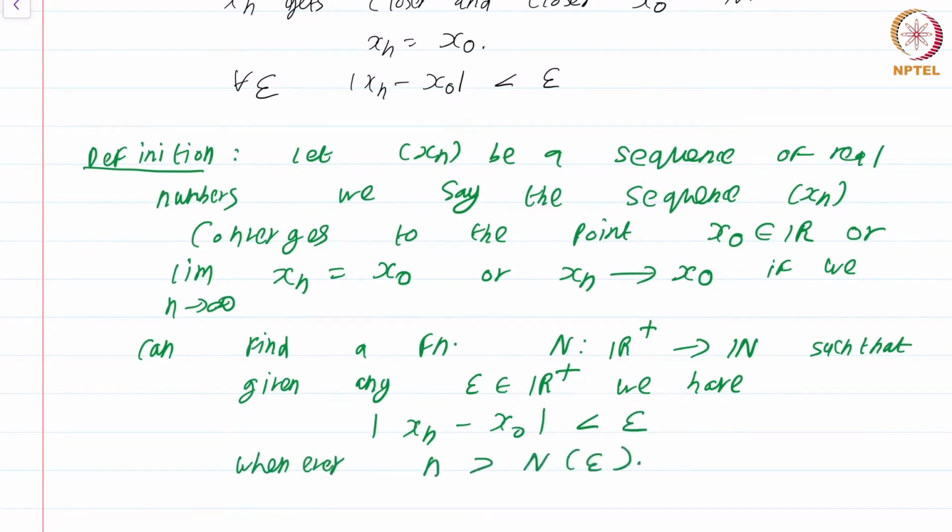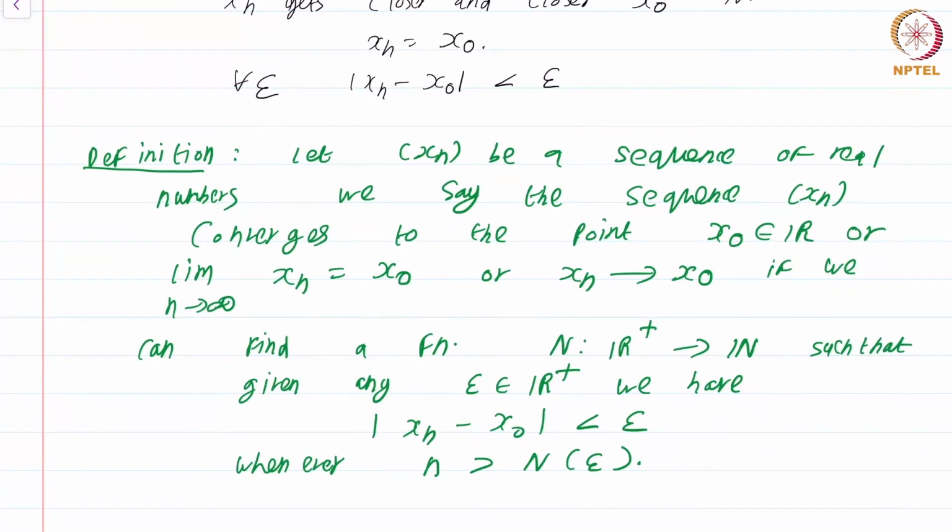So let's see what this definition is trying to say. We have a sequence xn of real numbers. We want to say that the sequence xn converges to x0. The notation for this is limit n going to infinity xn is x0 or xn right arrow x0. To demonstrate that xn converges to x0, we must produce a function N from R plus to the natural numbers.